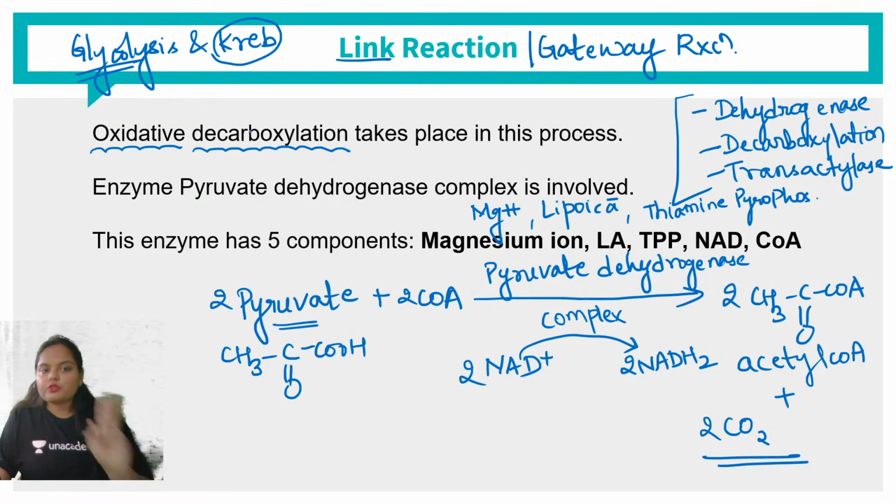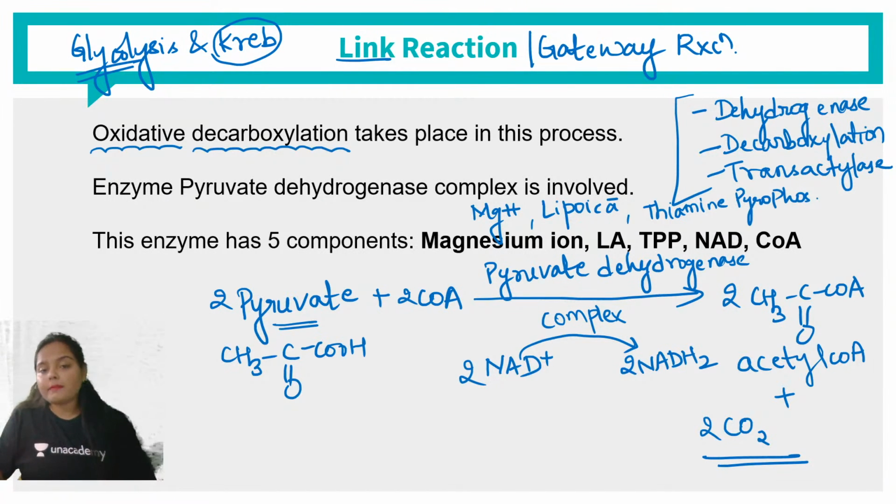Okay, so from 2 pyruvic acid molecules, 2 carbon dioxide are released. And oxidation is also taking place at the same time. That is why we are using the term oxidative decarboxylation. Okay, guys, so I hope this process is clear. And this is the link reaction.